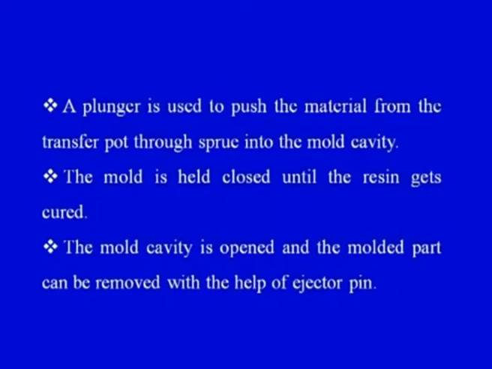Now this is an important difference between the casting that we have seen in our previous lecture, in which we saw how casting of plastics is done. The mold that was shown there was an open mold, open to the atmosphere, but here the mold that we have made is a closed mold. So here in point number 2 on your screen you can see the mold is held closed until the resin gets cured.